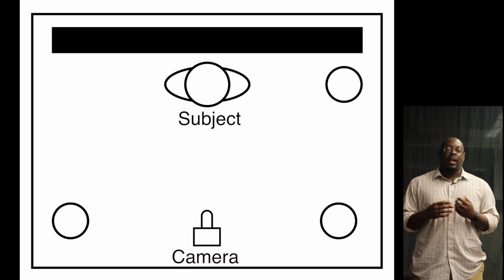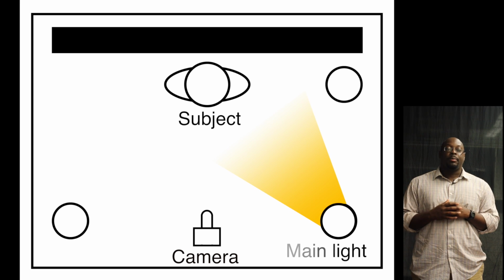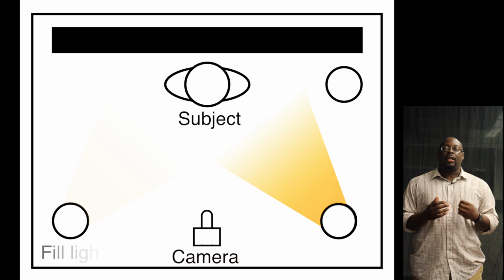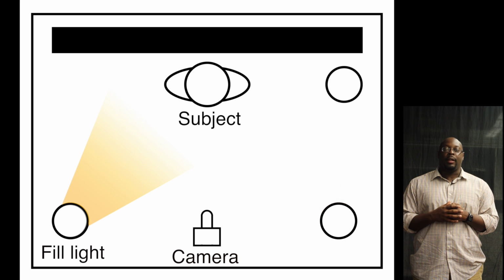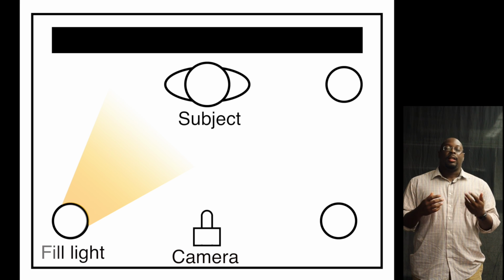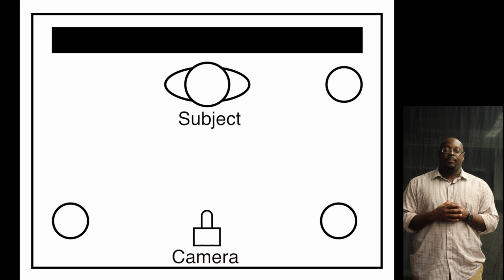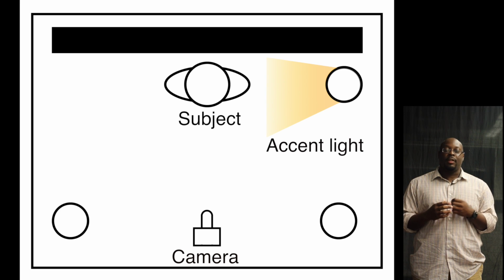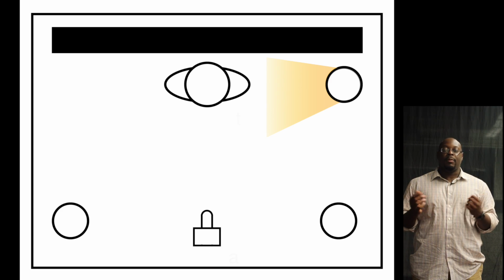For starters, the main light is the light that lights the majority of the subject and is usually the brightest light. The fill light fills in any shadows left behind from our main light and is usually farthest away from the subject. This light is not as bright as our main light. Lastly, the accent light. The accent light is usually placed behind, above, to the sides, or below the subject. Its duty is to separate the subject from the background.